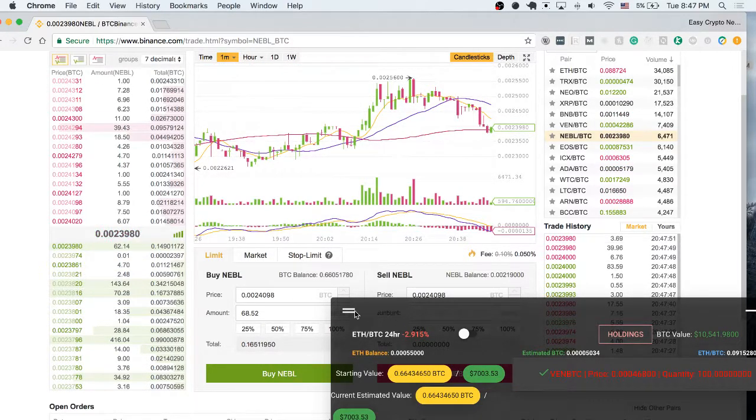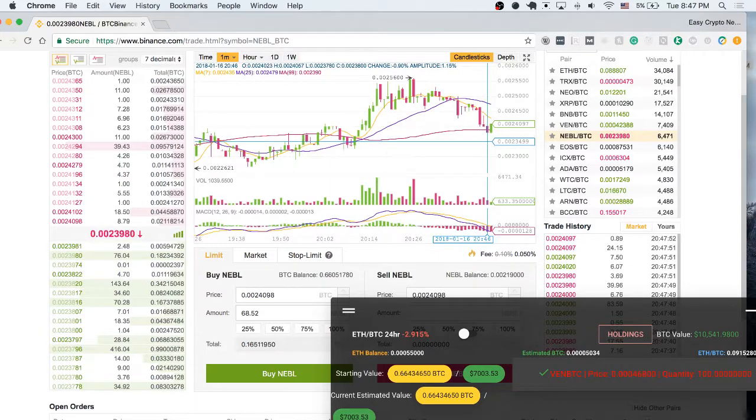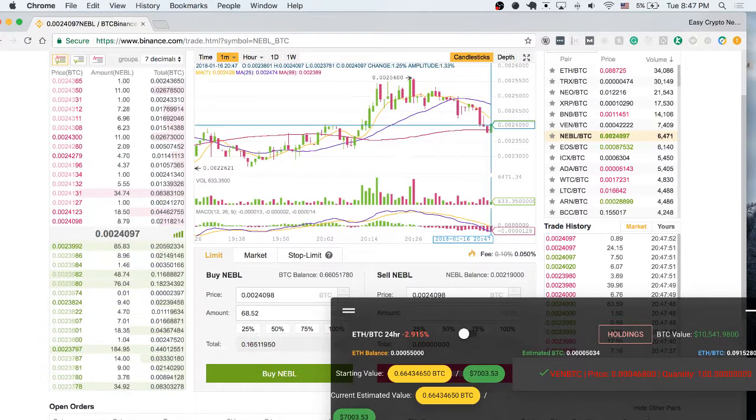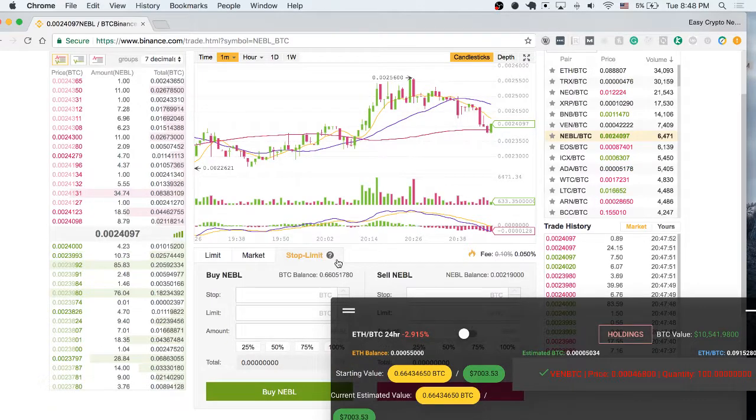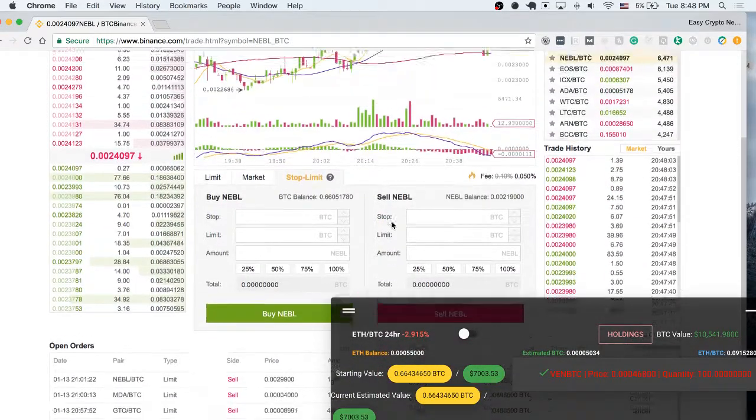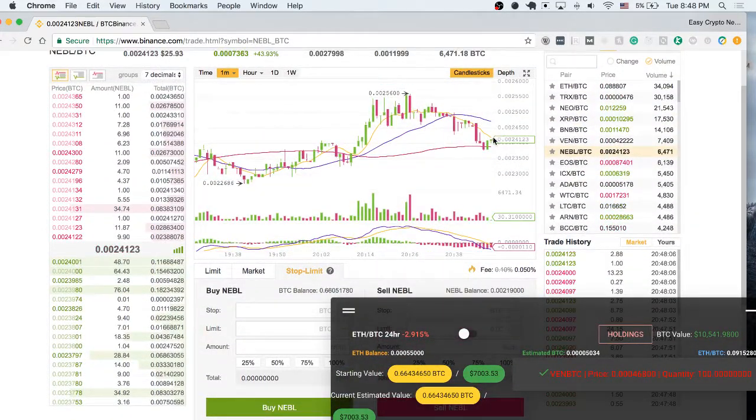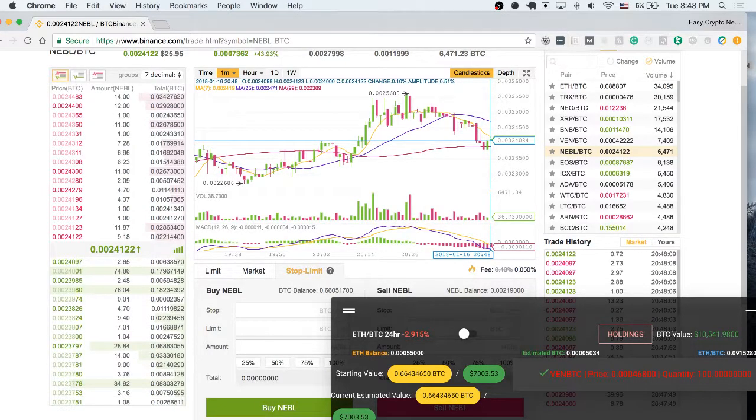So I can say, all right, if the price goes below 10% of its current value, I definitely want to sell off all my holdings, right? And if the price goes above 10%, well, okay, let's create a trailing stop limit. This is kind of the final feature I'll mention to you. I want to be able to capture my gains here.